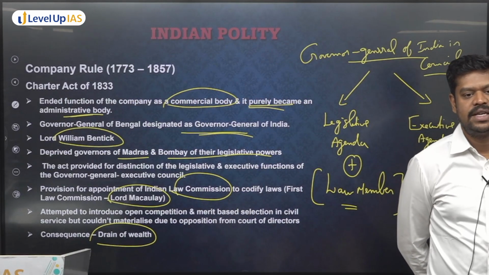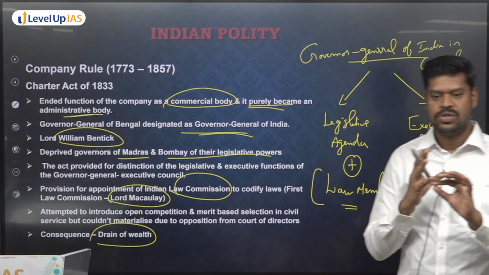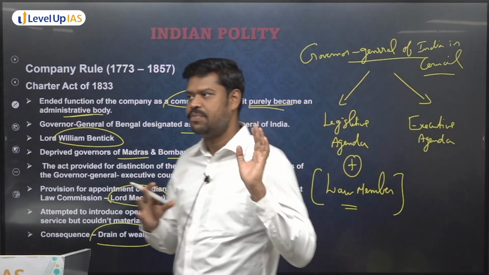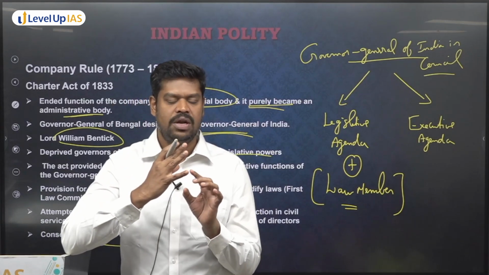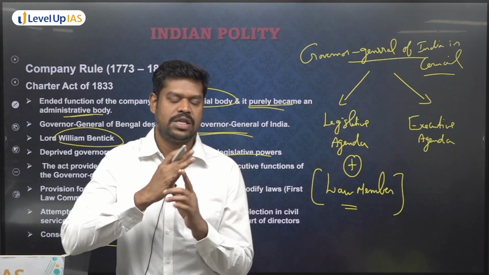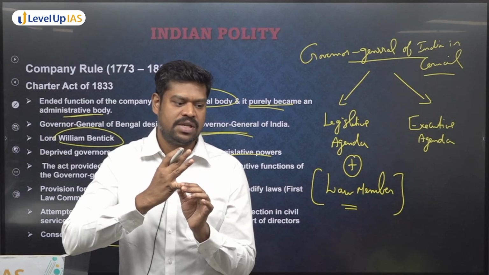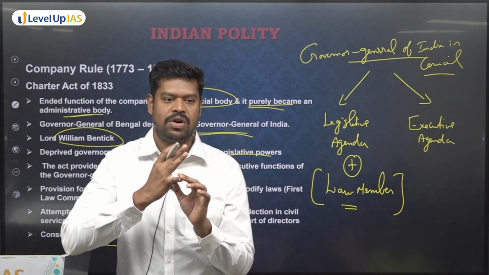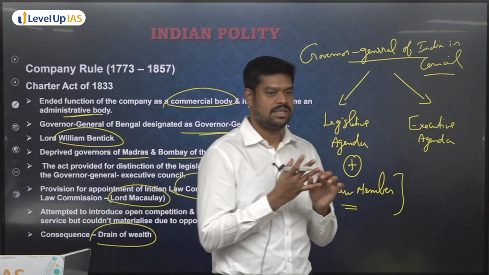So what are the various significances of the Charter Act of 1833? Very, very important. There are three or four significances, and each and every point can be asked in the examination. What is the first and foremost significance? The Company is no longer a commercial body. It is purely an administrative body, and because it became purely an administrative body, it has also resulted in the drain of wealth.